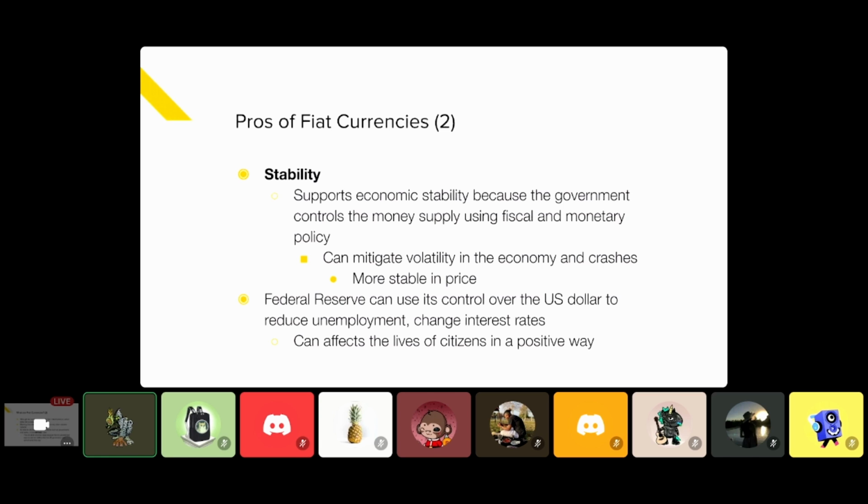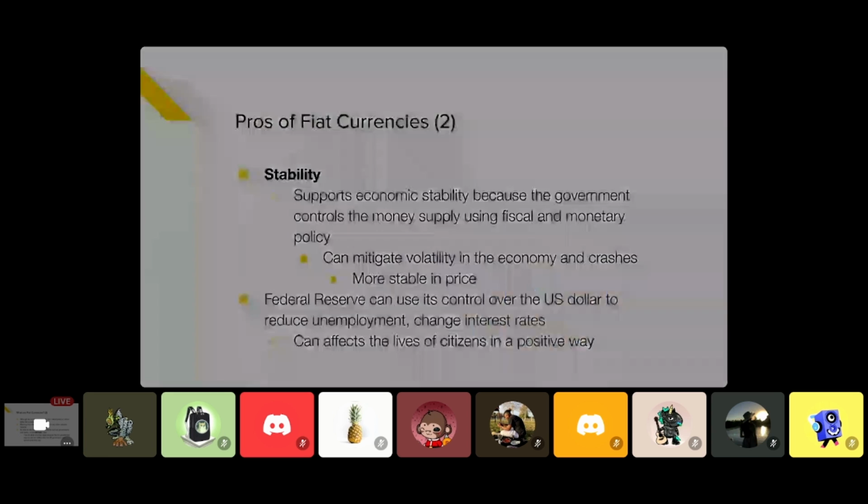And along with that, the Federal Reserve can use its control over the US dollar to reduce unemployment and change interest rates. When interest rates become lower, more people have access to jobs, and therefore they get more income. That's a pro of fiat currency, because the Federal Reserve can just change policies, leading to people having income and jobs.